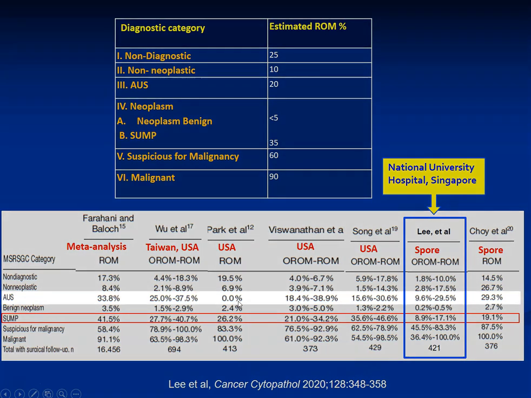And we can see that there is a range of risk of malignancy in the AUS category, but all surprisingly not too far apart, in the range of around 30% to 40%. And for the SUMP category, the risk ranges from actually lowest, which was our institution, 17%, to about 45%, compared to the original 35% estimated risk.